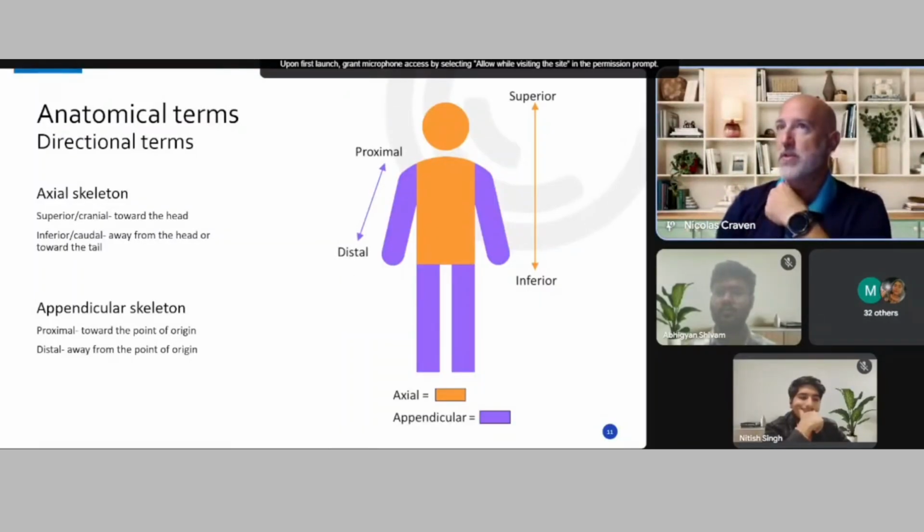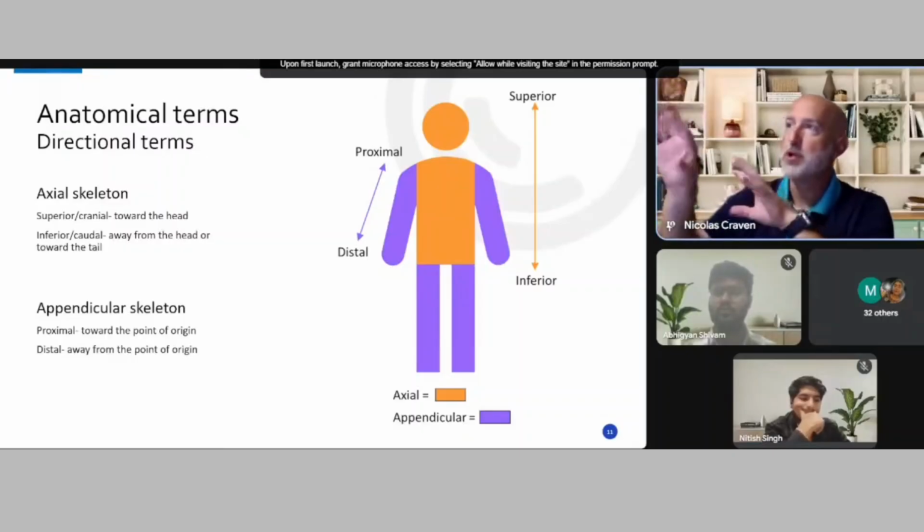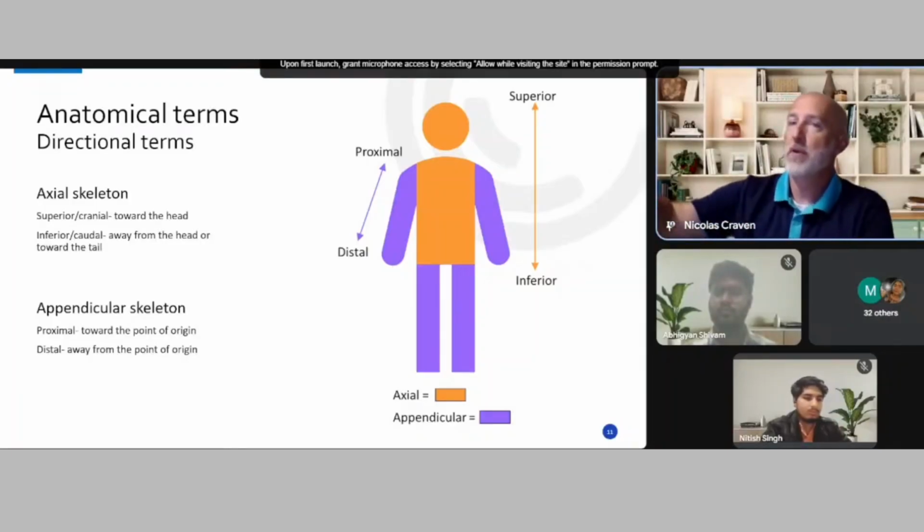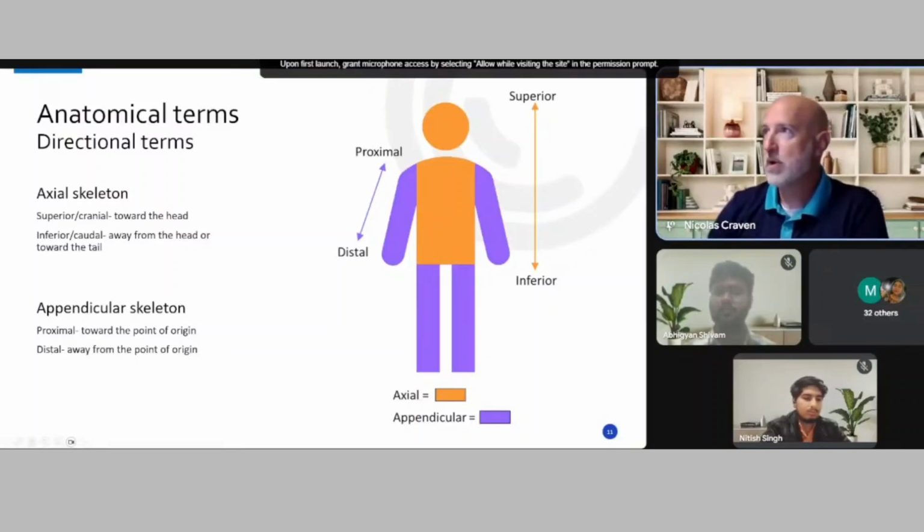Okay, and here's just another representation of that, just with colors. Your head and your trunk, or your body, your core, is your axial skeleton. You can see right here your arms are going to be distal versus proximal. So your hands would be distal to your shoulder, whereas your head would be inferior to your chest, for example. Okay.